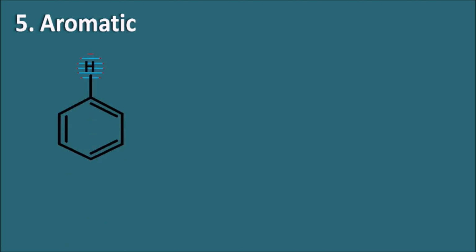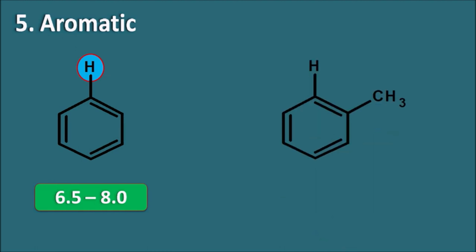The fifth one is the aromatic protons. Aromatic protons will fall in the range of 6.5 to 8.0 because the aromatic ring system produces more de-shielding effect, so they will have more chemical shift. Let us take one example of toluene. In the toluene, you can observe two types of protons. This is one type of proton which is attached to the aromatic ring system, and this is another type of proton which is attached with the aliphatic group.